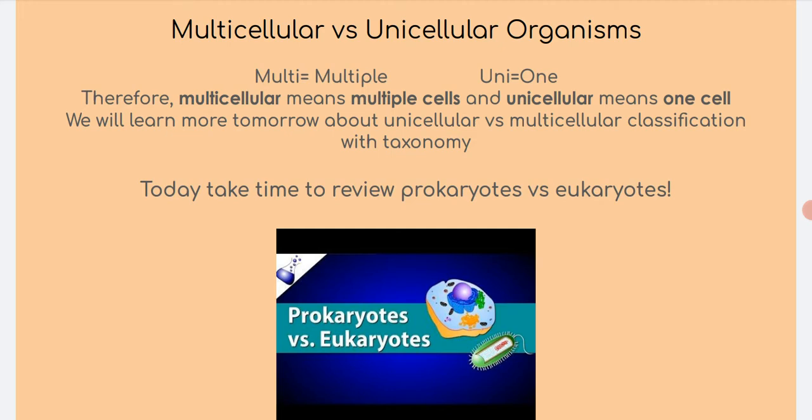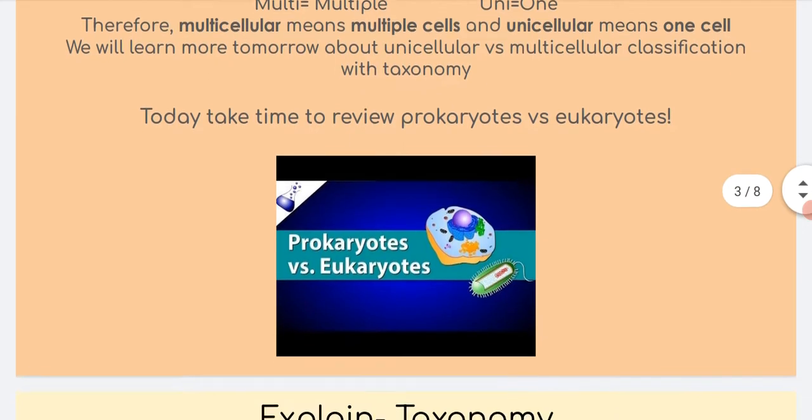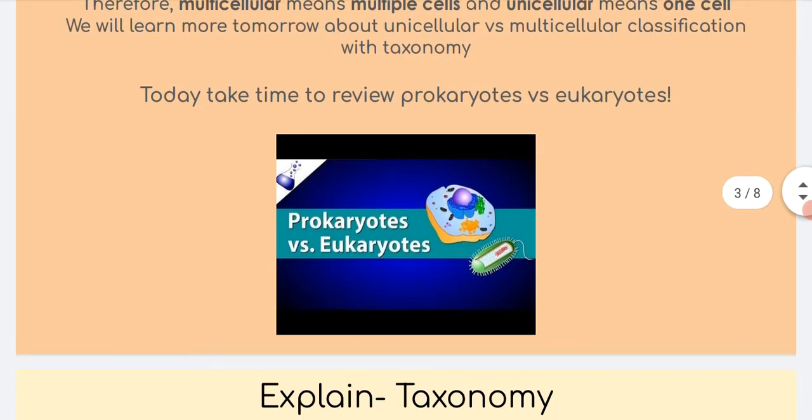Multicellular versus unicellular organisms. Multi means multiple, whereas uni means one. Therefore, multicellular means multiple cells, and unicellular means one cell. We will learn more about unicellular and multicellular classification with taxonomy. Here's a review of prokaryotic and eukaryotic cells.